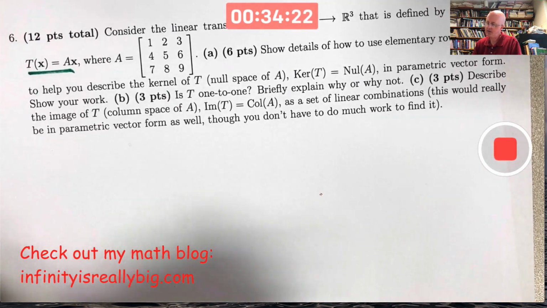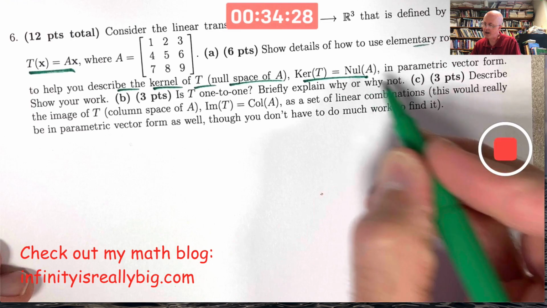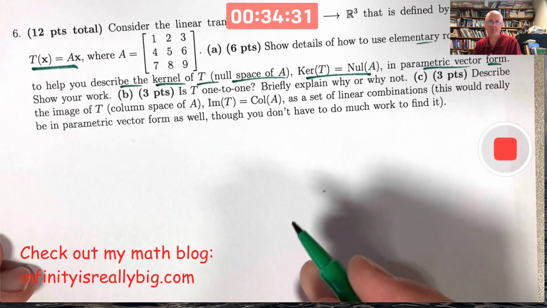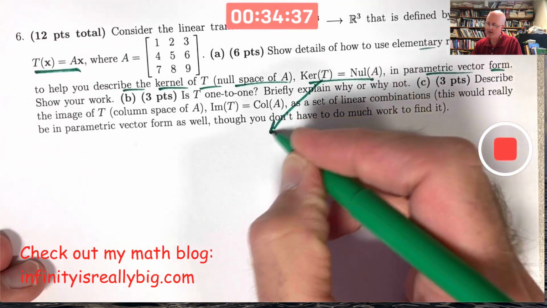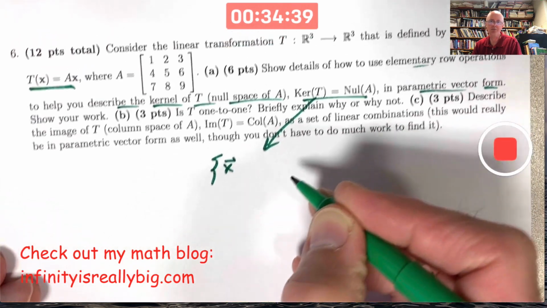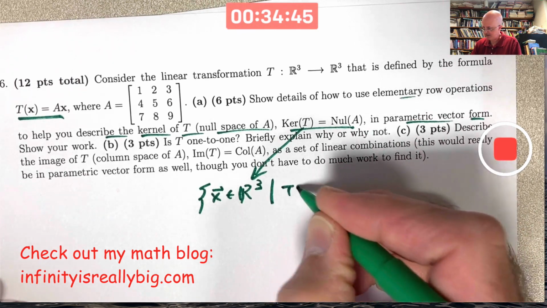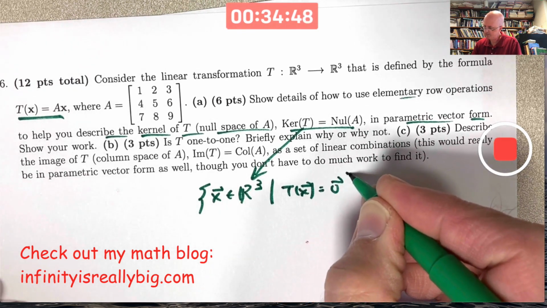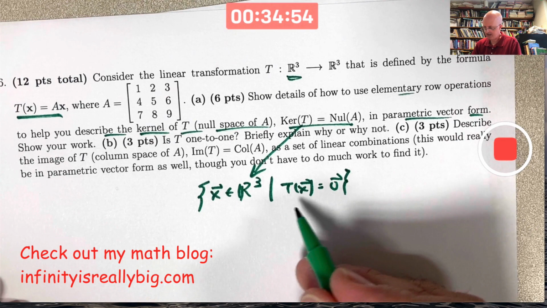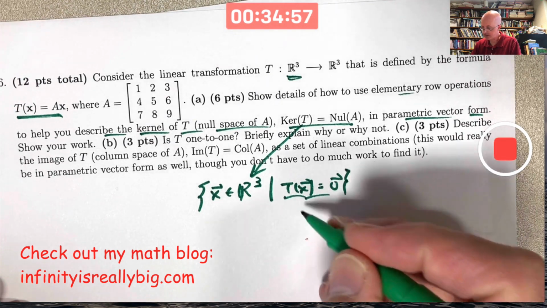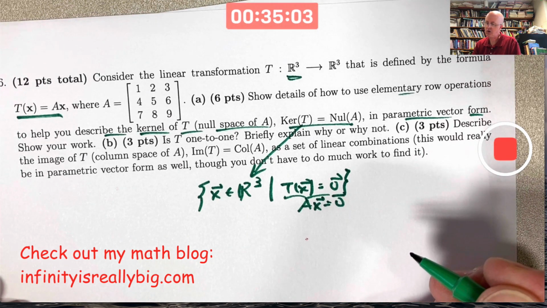Part A, show details of how to use elementary row operations to help you describe the kernel of T, which is also called the null space of A. You can write it either way. In parametric vector form, show your work. Okay? What's the kernel of T? Same as the null space of A. It's the set of all vectors in the domain, which is R3, that get mapped to the 0 vector. The set of all x in the domain R3, such that T of x equals 0, which is equivalent to saying A times x equals 0. Okay, that's what the kernel of T is.